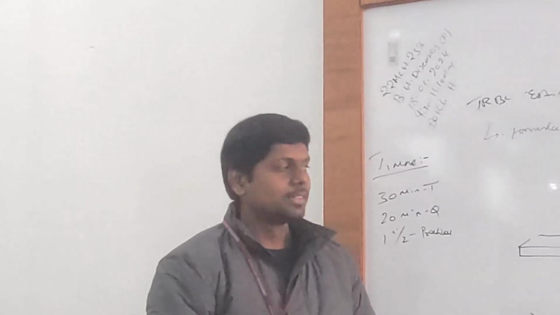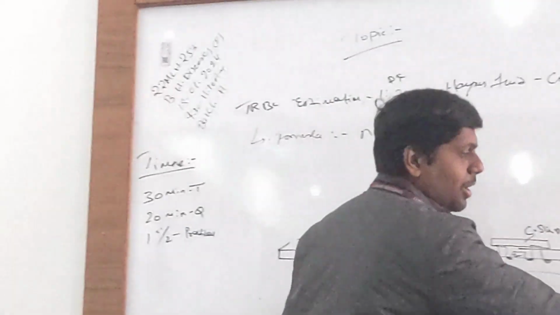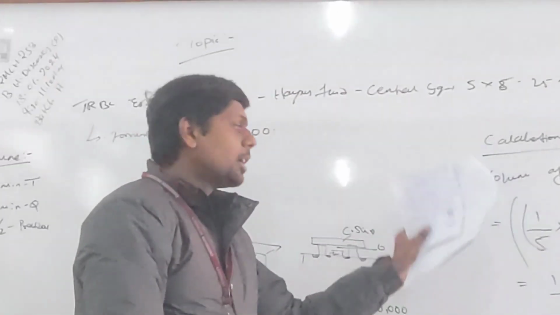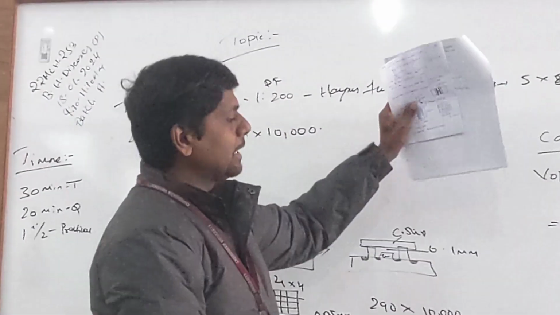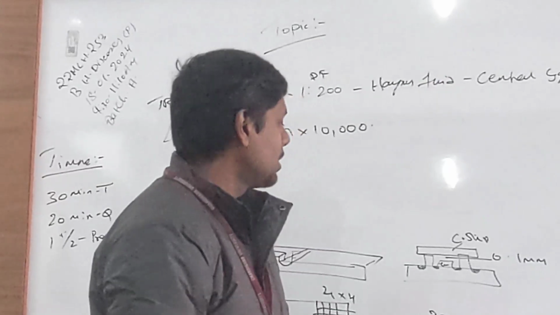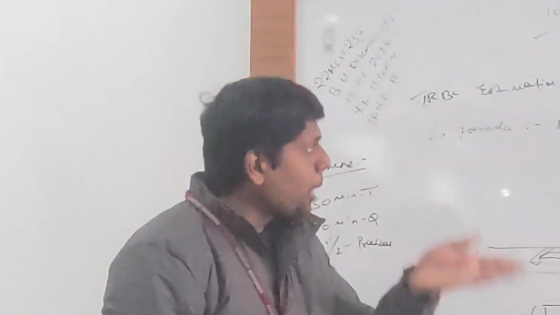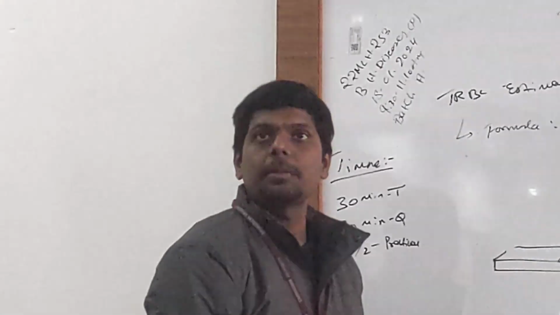Okay. So I just gave the derivation of how N into 10,000 came. We have included depth, volume, dilution factor, everything. Then we got N into 10,000. Clear, right? Yes.